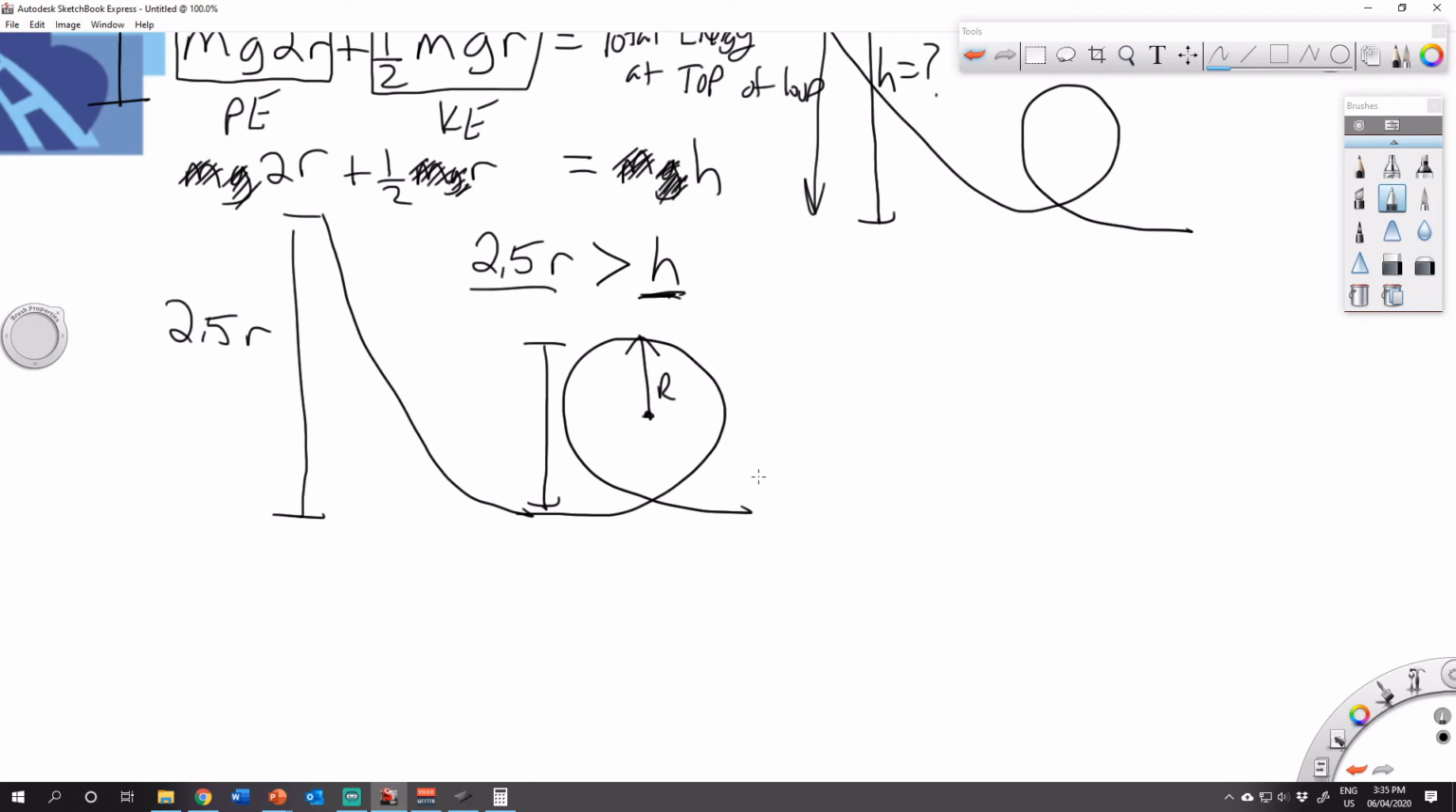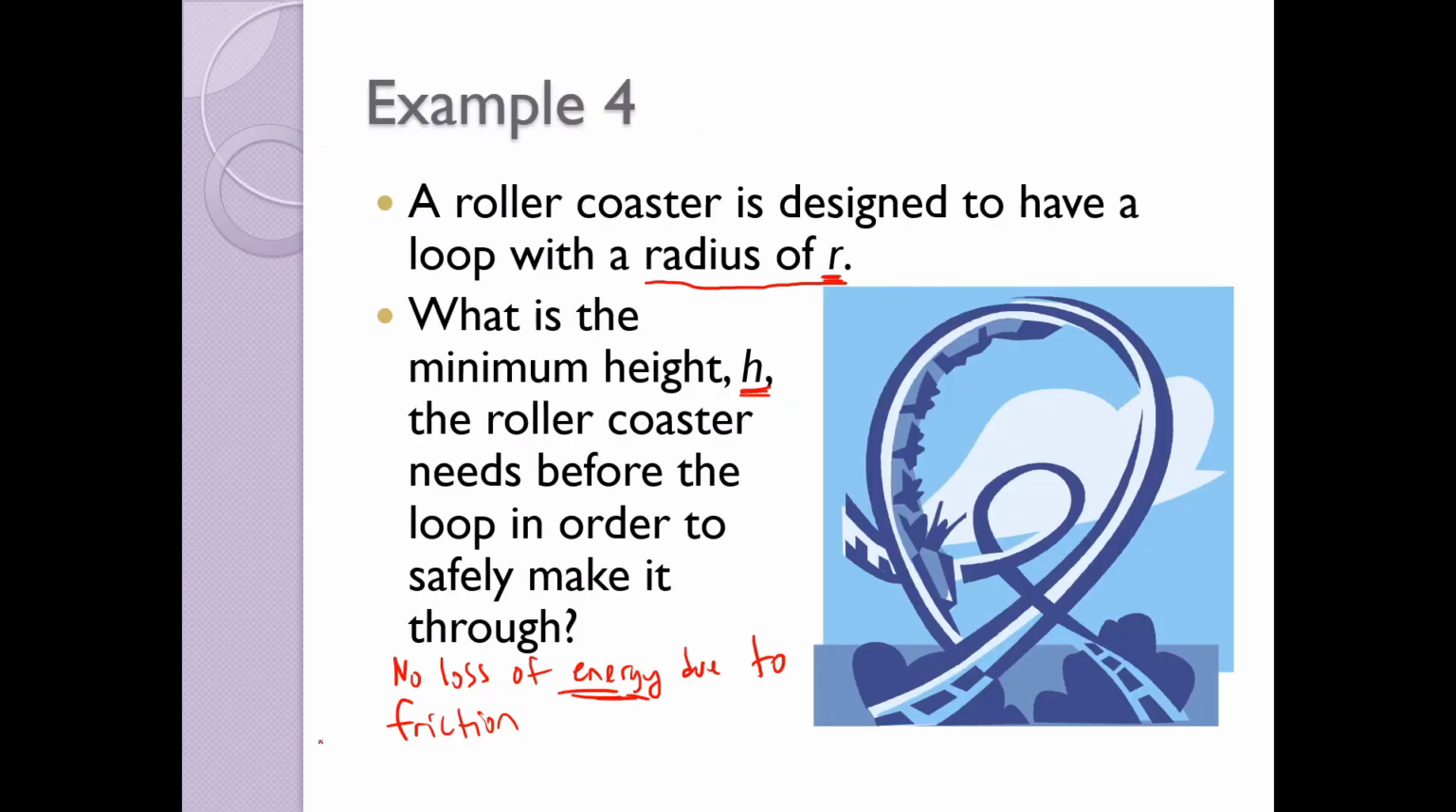Okay. Now, interestingly enough, what if you had 2 loops? What would this minimum height be? That'd be something you could try. A previous physics class of mine did it, and the result was actually quite intuitive. So give it a try. All right, one final example.